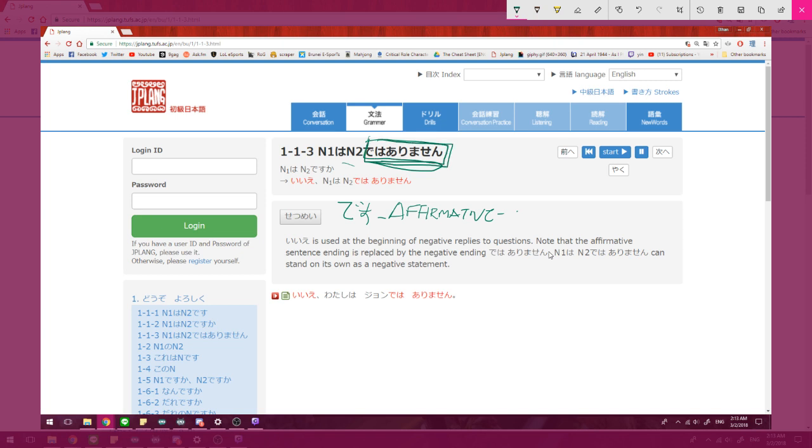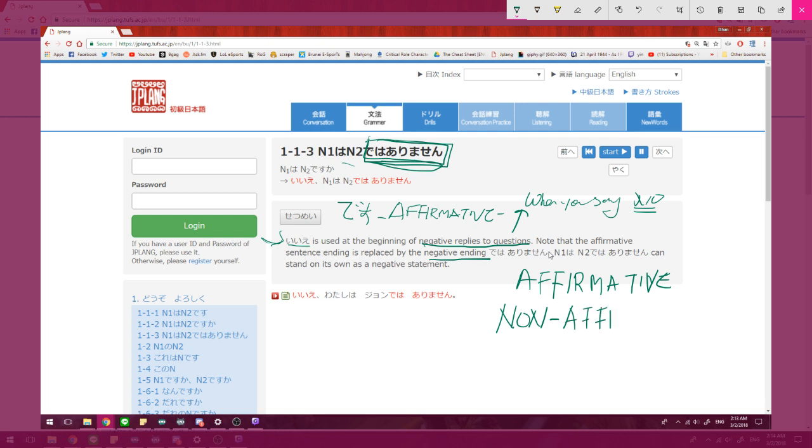Now, let's read this text over here. When we use ie, we use it at the beginning of negative replies to questions. So basically, when you say no. Note that the affirmative sentence is replaced by a negative ending. In Japanese, it's a bit weird because we don't say positive and negative. It's easier to say affirmative and non-affirmative. The reasons for this you will eventually find out later, but for now, we don't say positive and negative. We say affirmative and non-affirmative. Affirmative is for things that are neutral and positive, and non-affirmative is generally stuff that is negative.